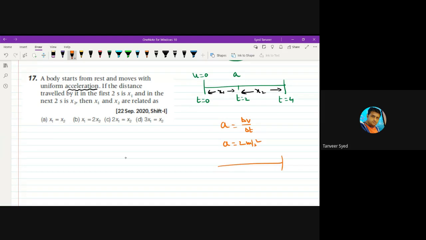Suppose the body starts at time t equal to 0 with initial velocity 0, then after 1 second its velocity will become 2 meter per second, 2 seconds 4 meter per second, 3 seconds 6 meter per second, 8, 10, 12 and so on. So if acceleration is constant, velocity increases.